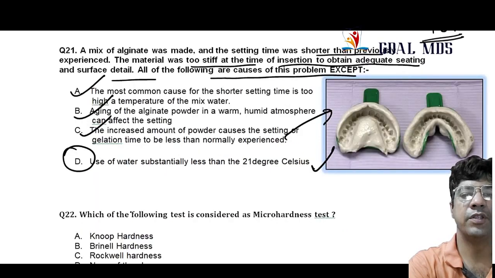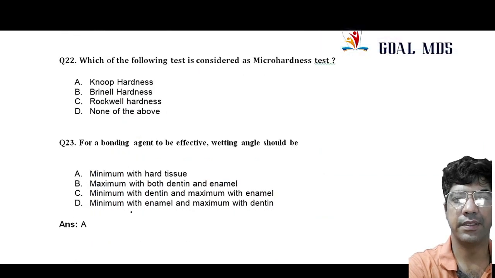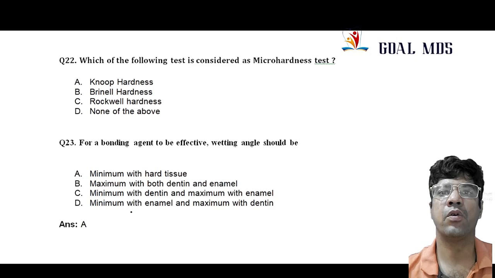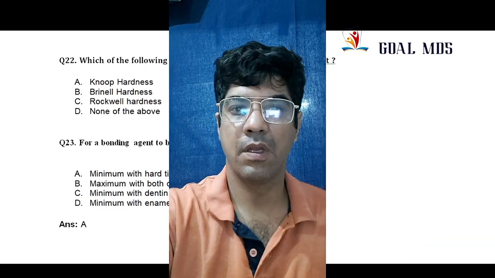Which of the following is known as the micro hardness test? Well, Knoop hardness is known as micro hardness.